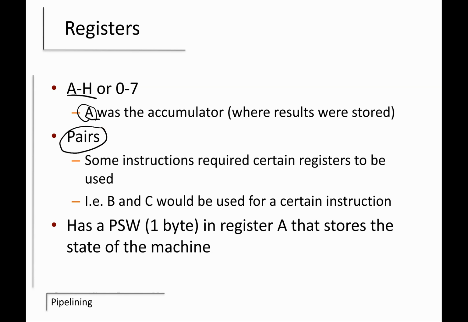Sometimes an instruction required certain registers to be used. In other words, if I'm doing a double add or something, I'd have to store the values in B and C to call the instruction, and it would hard code where those two are. And it has a 1-byte register that stores the state of the machine, which is the conditional code.